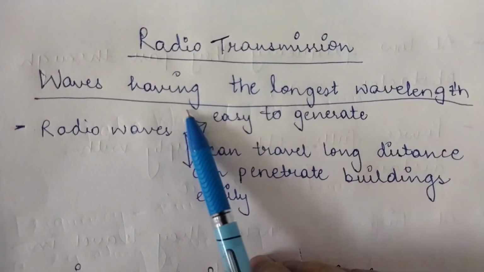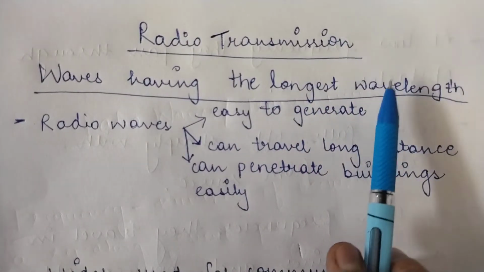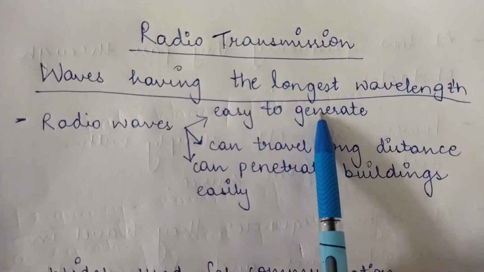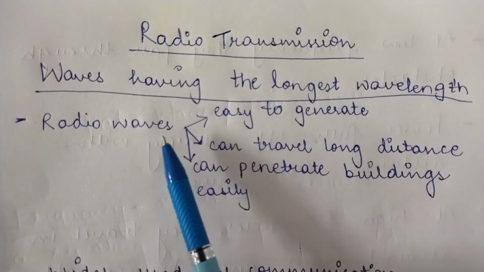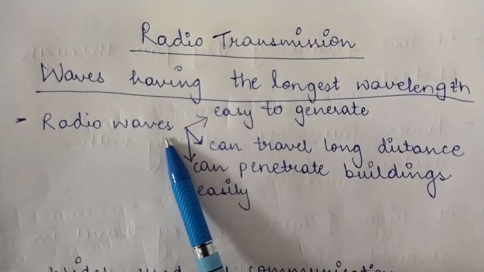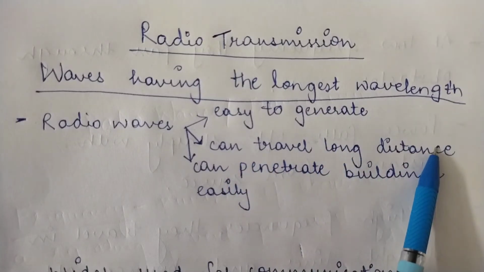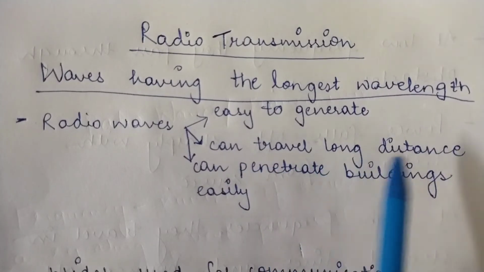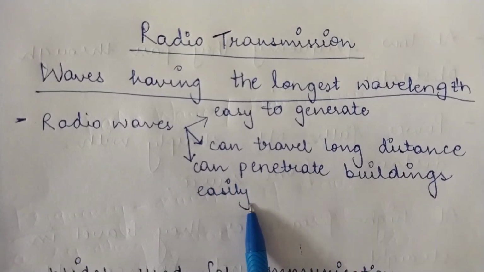Now, basically the radio waves are the waves which are having the longest wavelength, right? So now you know what a wavelength is. So these are the waves having the longest wavelength in the electromagnetic spectrum. The characteristics of the radio waves are that, first of all, they are easy to generate, then they can travel long distances. Of course, in communication it is always a plus point if your signals or waves can travel longer distances, and they can penetrate buildings easily. This is what we want.